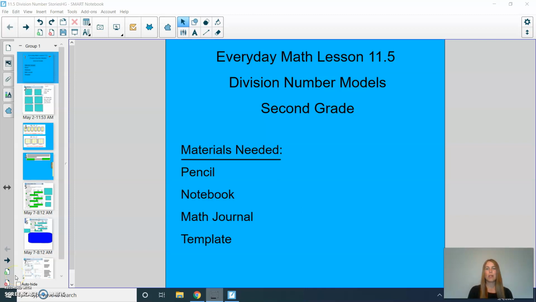Hi boys and girls, welcome to Everyday Math Lesson 11.5, Division Number Models. The materials that you'll need: your pencil, notebook, your math journal, and your template.